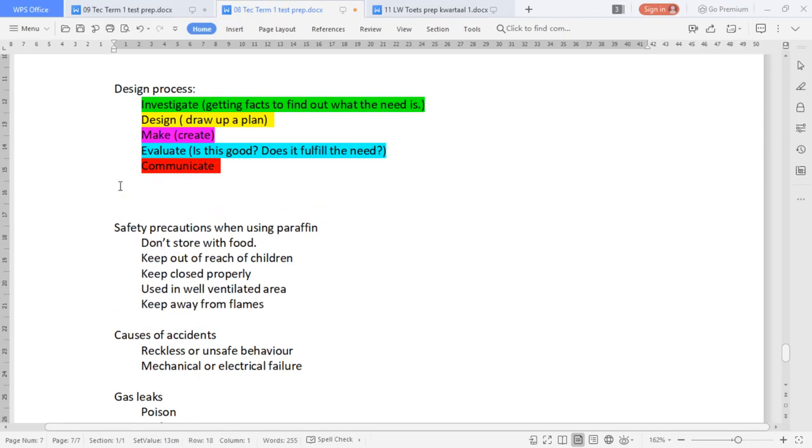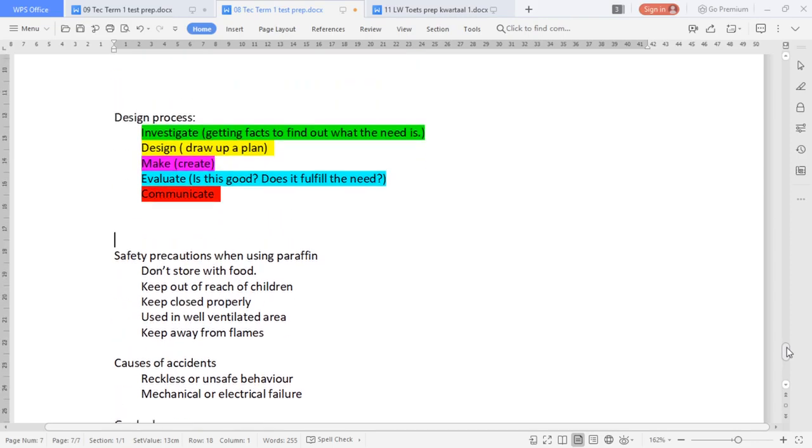So the next bit that you need to learn is safety precautions. First thing we're looking at, paraffin. In South Africa, lots of people use paraffin to power their households, basically. So for light and warmth and things like that, they use paraffin. So this is why we're looking at the precautions when you use paraffin.